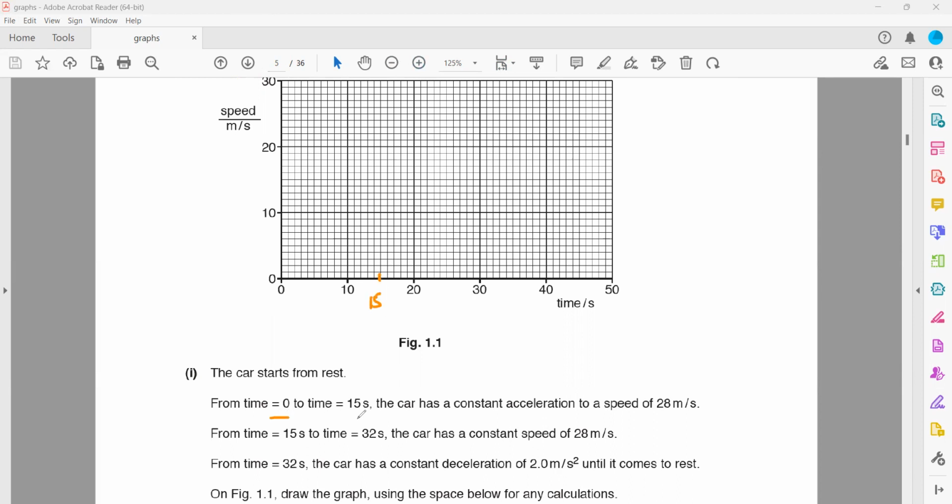So they mentioned from 0 to 15 seconds, it reaches a speed of 28. So what is the speed? 28. Each box is 1, 2, 3. So this will be 28, like 2 boxes below 30. So when it is 15, the speed is 28. And they mention here that it moves at a constant acceleration. For a speed-time graph, how do we represent a constant acceleration? We draw a straight line. So we'll draw a straight line till 15 seconds, where the speed is equal to 28.